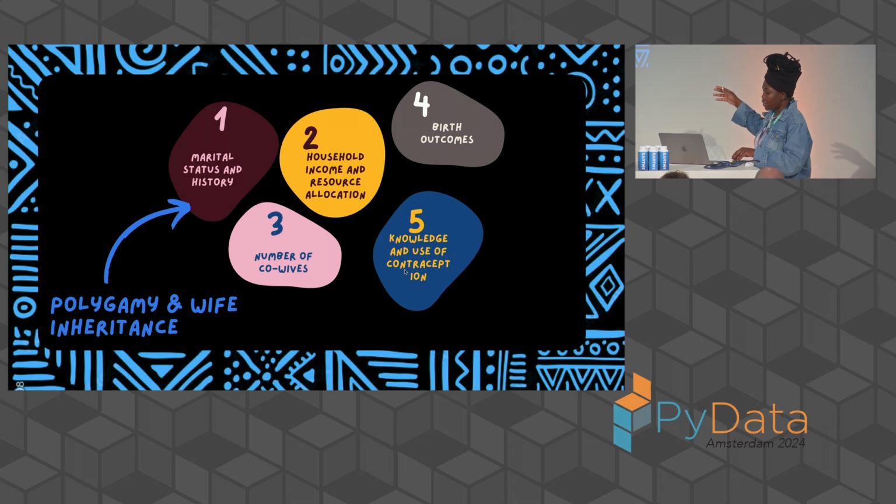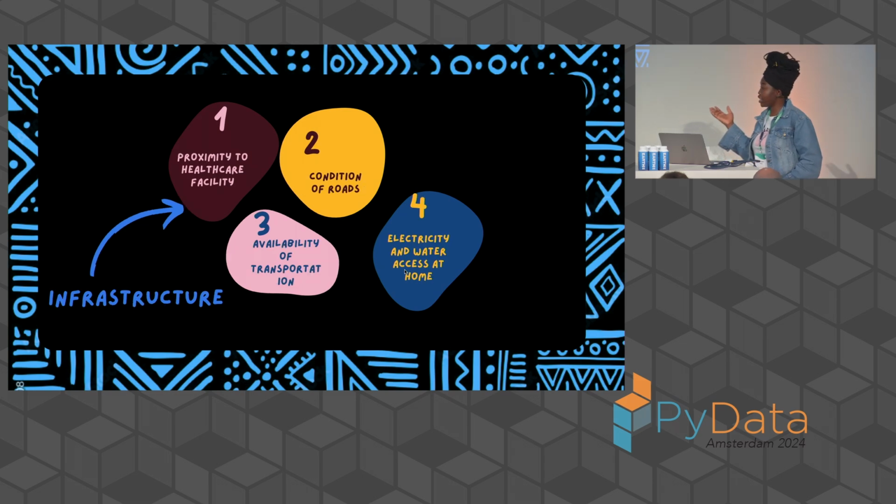When you look at polygamy and wife inheritance, you might want to look at the marital status and history, the number of co-wives, who is the breadwinner and how resources are allocated in the family. You want to know the knowledge and use of contraception. You don't want someone married to like 10 wives to be having children all the time. Of course, we do want them to have children, but it needs to be a bit planned. So you want to look at such factors and how you can help them. And we also want to look at the birth outcomes from such families.